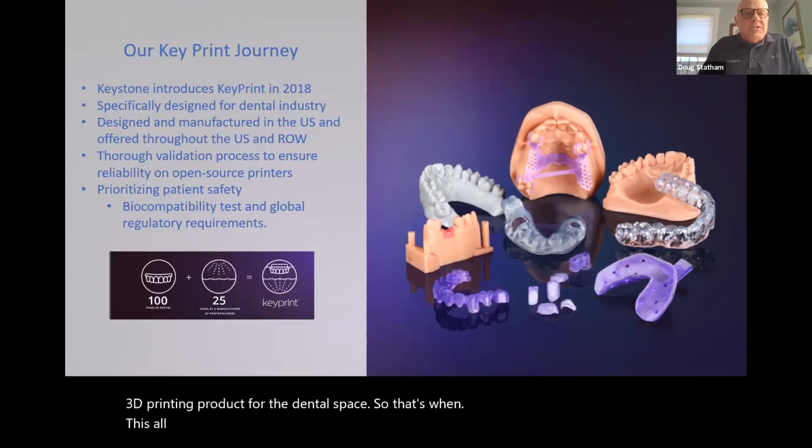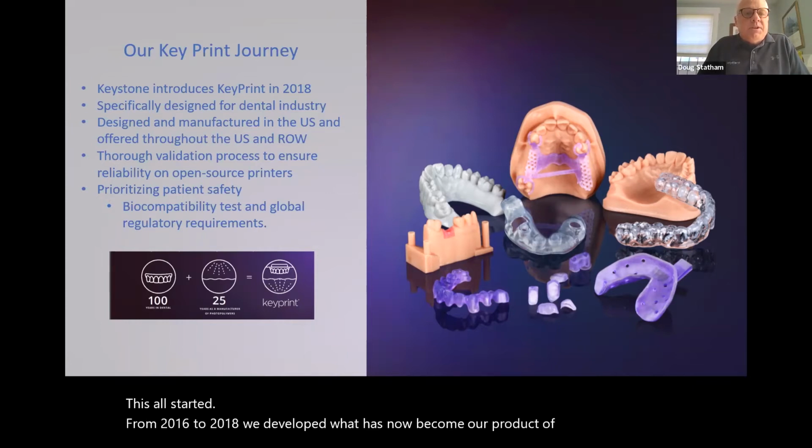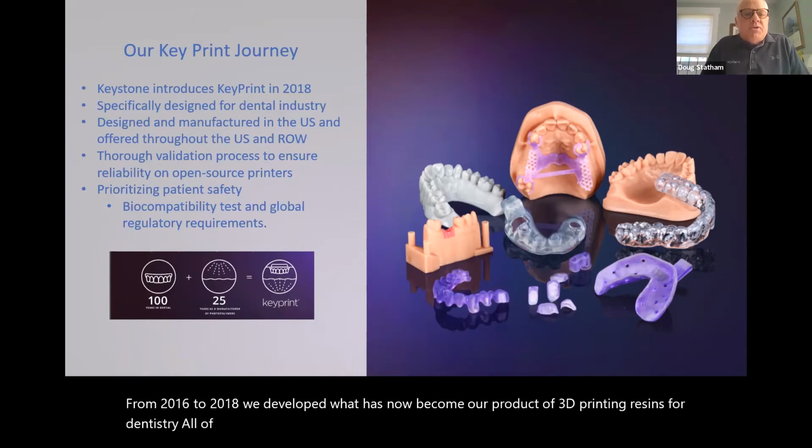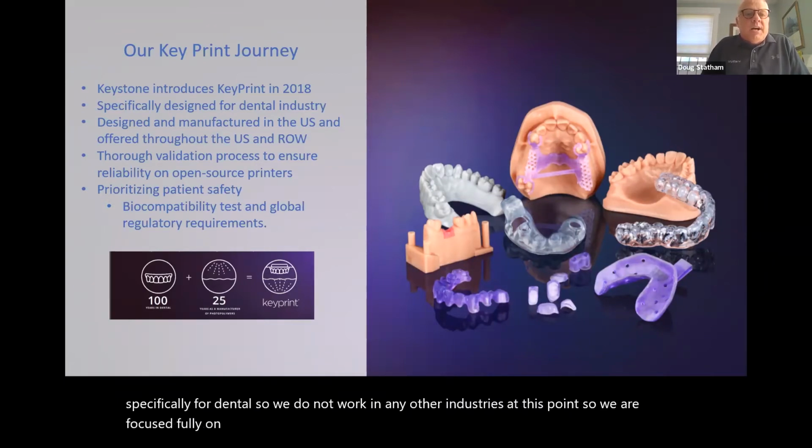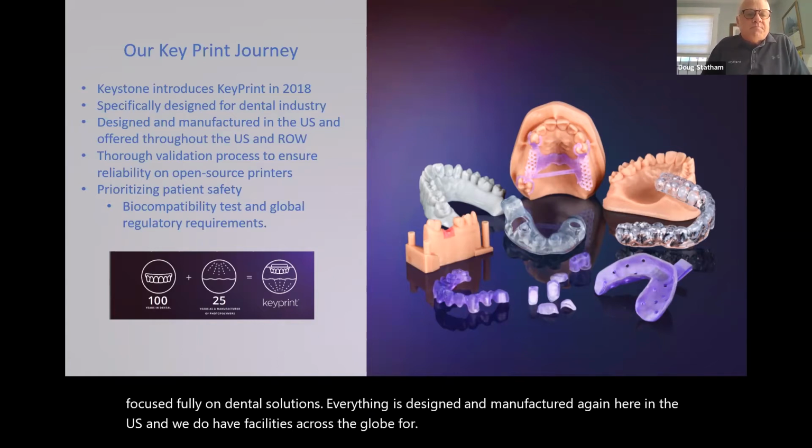From 2016 to 2018, we developed what has now become our product line of 3D printing resins for dentistry. All of our resins that we make at Keystone for 3D printing are designed specifically for dental. So we do not work in any other industries at this point. So we are focused fully on dental solutions. Everything is designed and manufactured again here in the US, and we do have facilities across the globe for distribution.